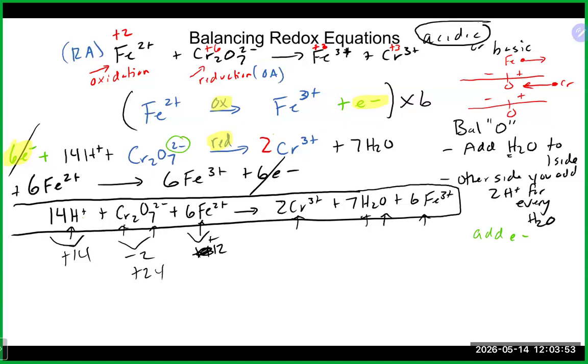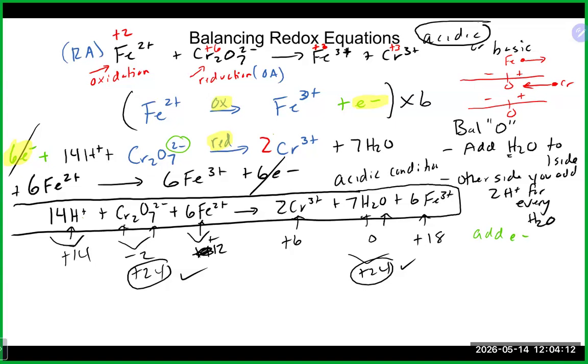Over here, we got a plus 6, we got a 0, and a plus 18, which also should equal a plus 24. So we're good on the charge on both sides, and we're good in terms of the elements. And this would be balanced in acidic conditions. Any questions on that part there?